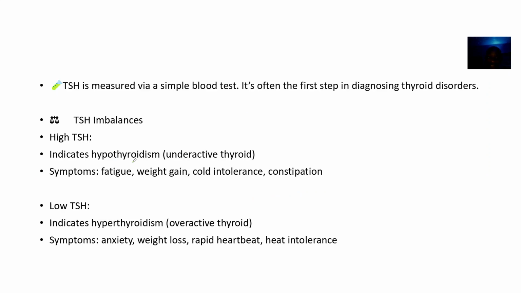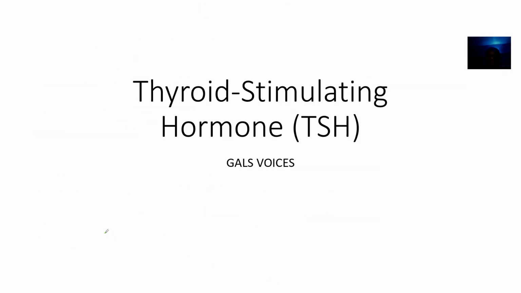So if it is high, it indicates what? Hypothyroidism. Do you understand? The stimulating hormone is high because the thyroid gland is not producing much, so it has to be high so that it can stimulate the gland more. If it is low, it indicates that the thyroid gland is doing its work, so it can be low. You understand? That's simply what this hormone does in the body.